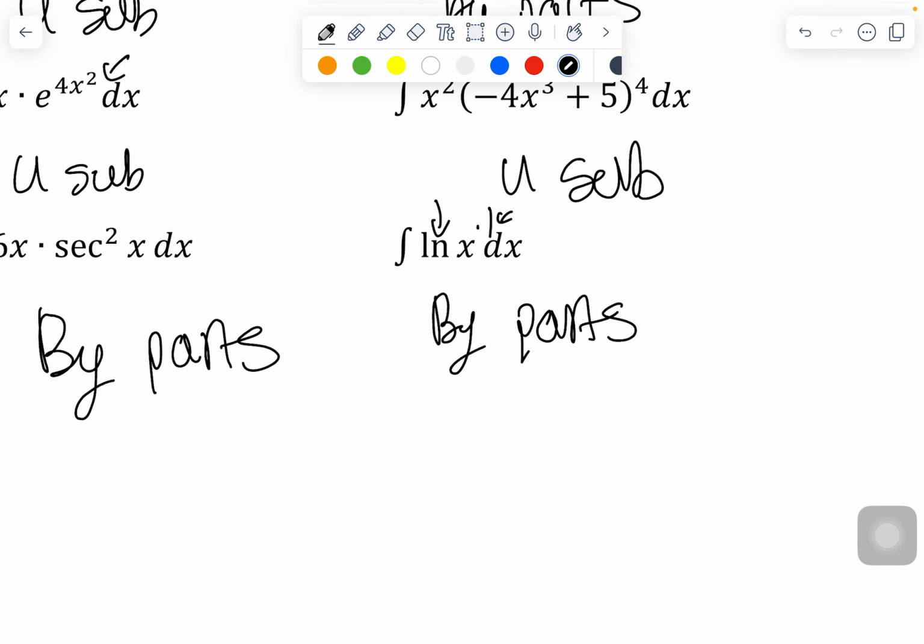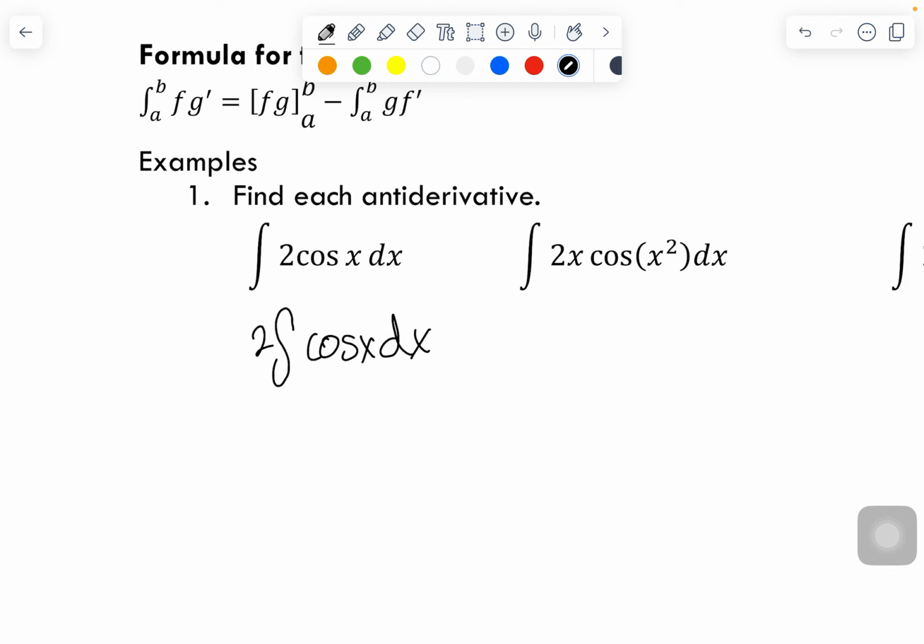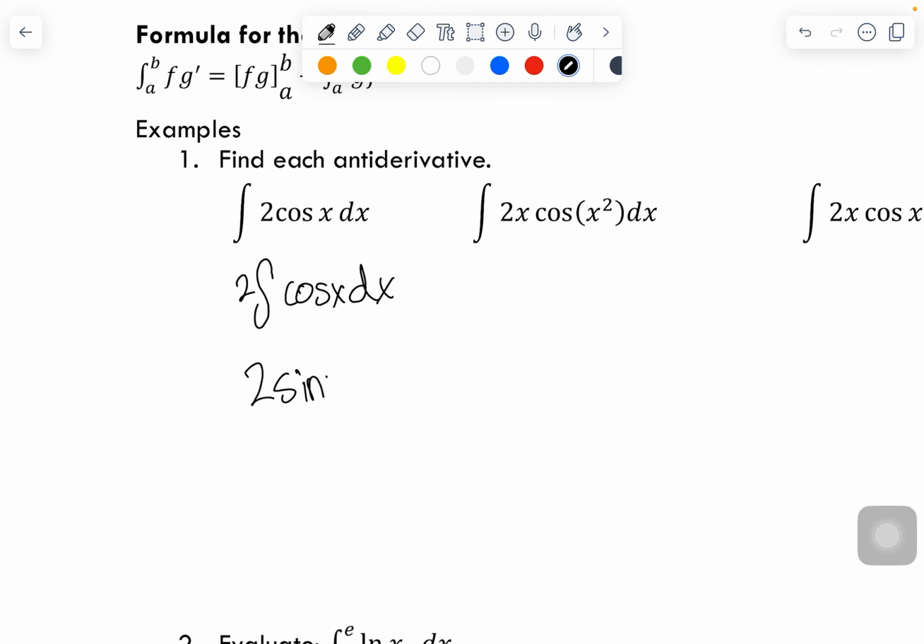And now I'm going to go through some examples, but first let's take the antiderivative. The antiderivative of 2 cosine x, we can move the constant out, and the antiderivative of cosine x is just sine x.